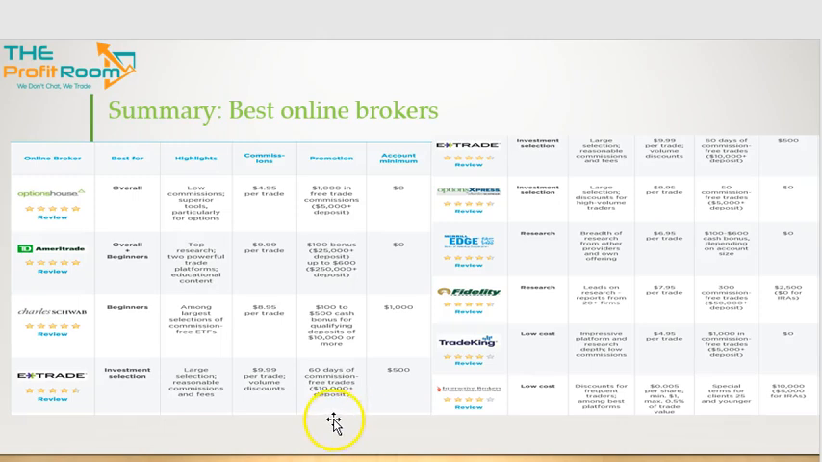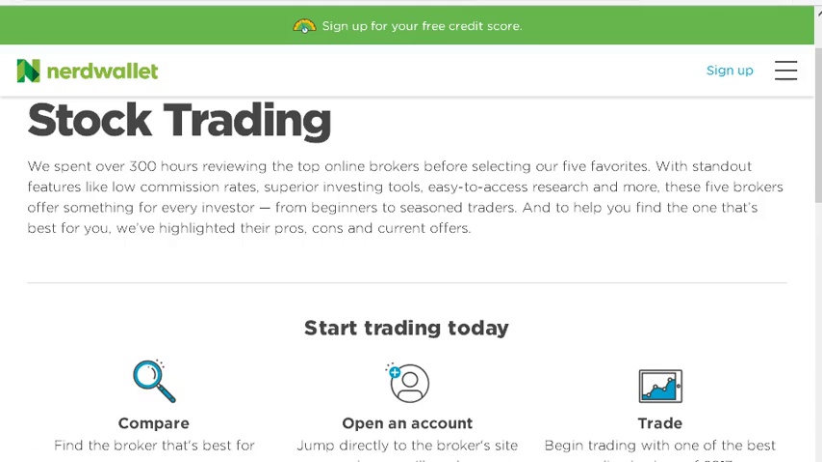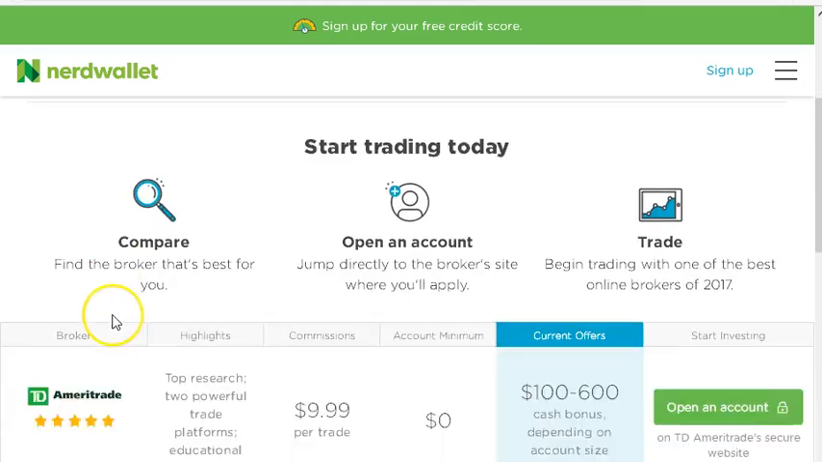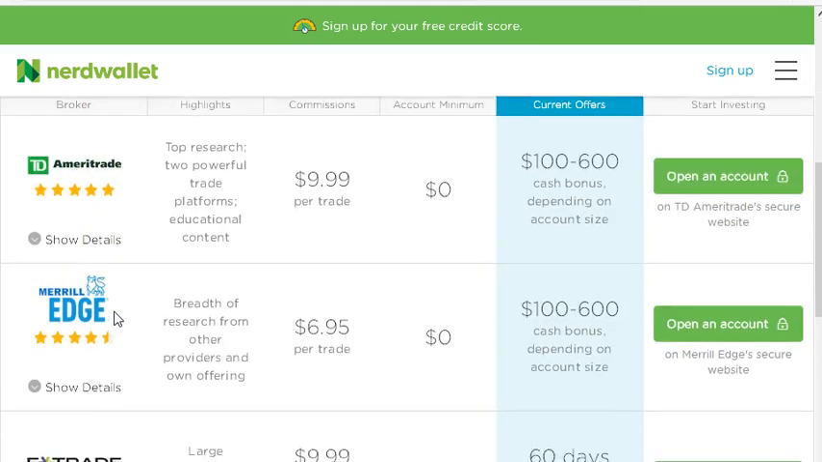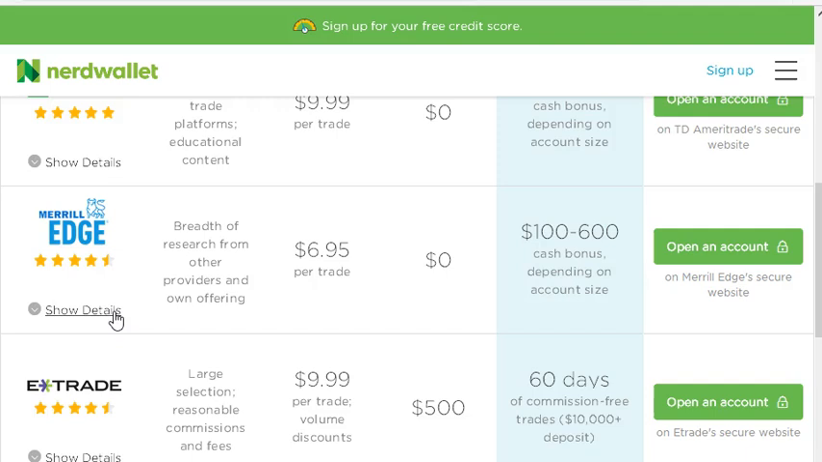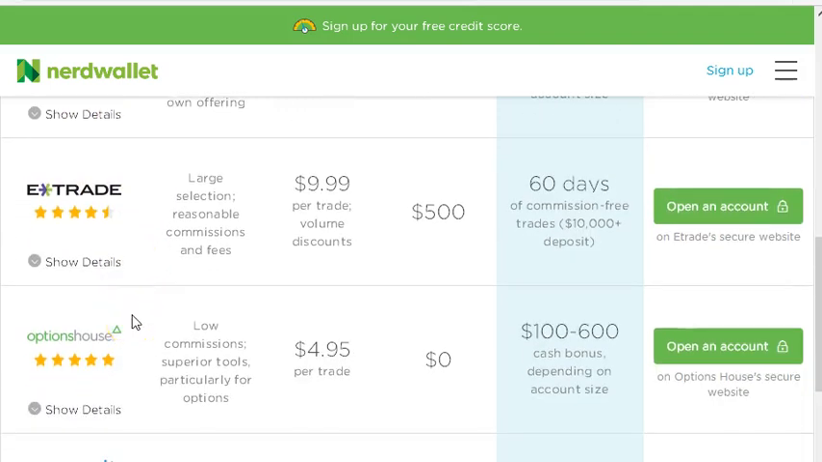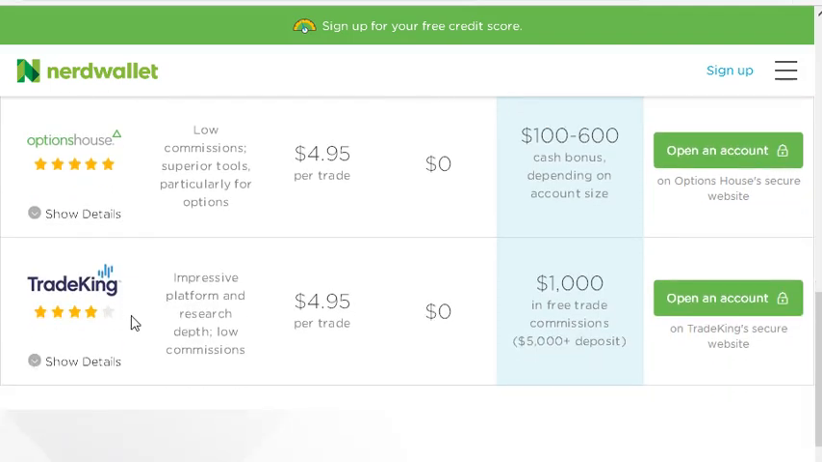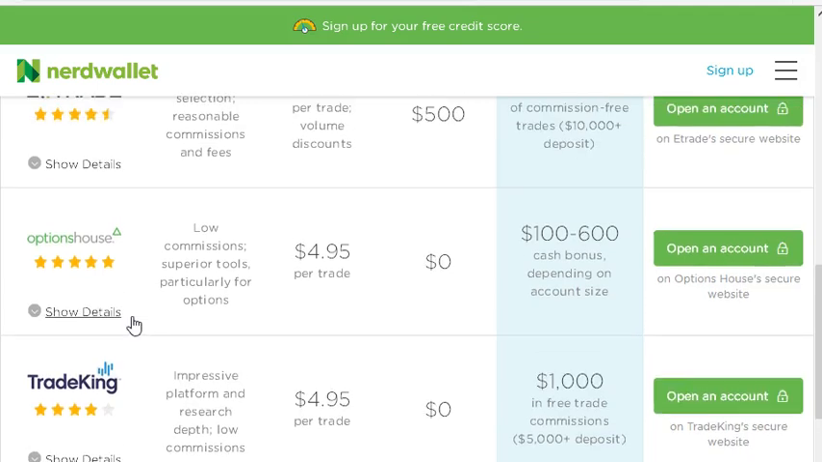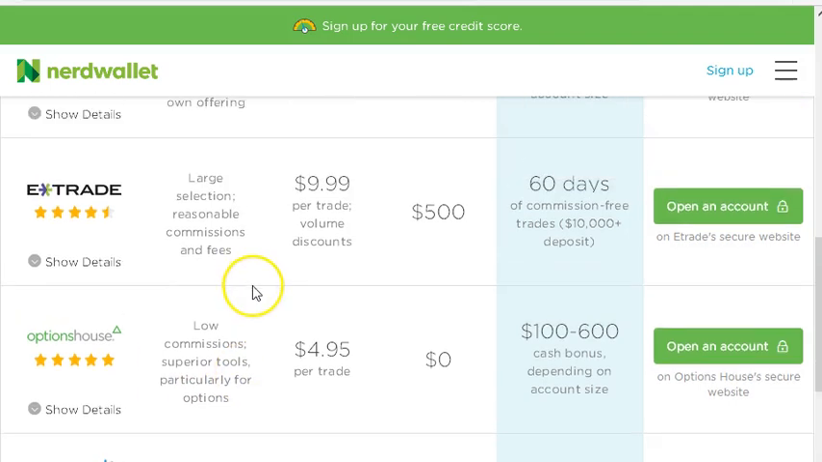Let's look online to see what are some of the top brokers going on right now for 2017. Here's a site called NerdWallet. Great site to look at. And they have some top brokers. TD Ameritrade, which is great. We have Merrill Edge, E-Trade, Option House, Trade King. So picking a broker is basically best off of your own individuality. Like some individuals want low commissions, which is great.